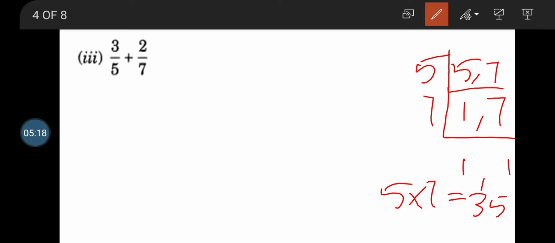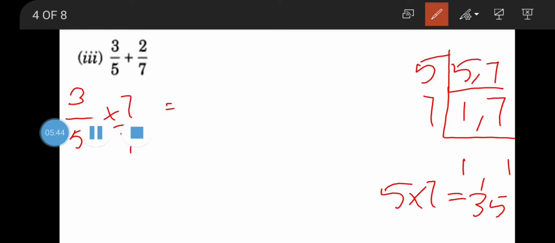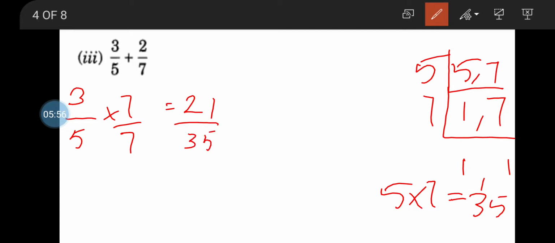Now we need to bring 35 in both the denominators. In order to do that, what should you do? 5 should be multiplied by 7. Then only it will give you 35. So that 7 should be multiplied and divided with the fraction. If you multiply, 3 into 7 will give you 21, and in the denominator 5 sevens are 35. The first fraction is 21 by 35.